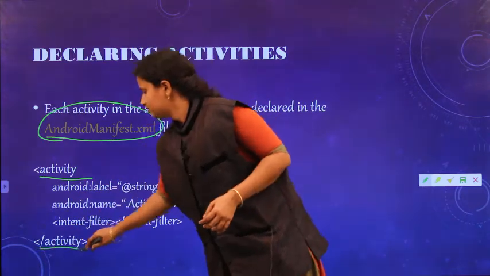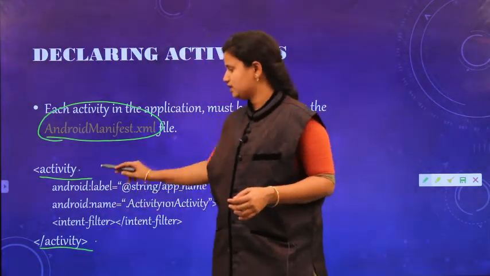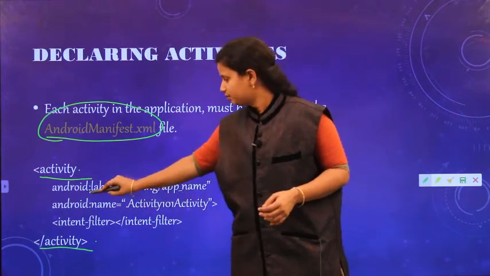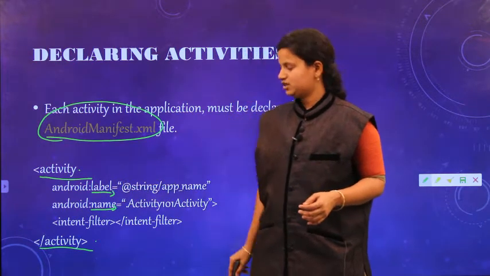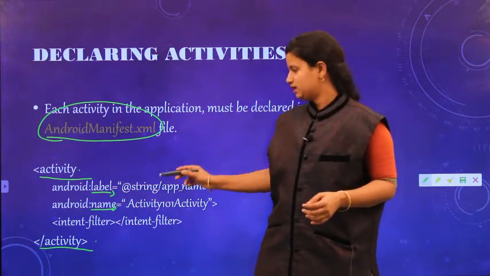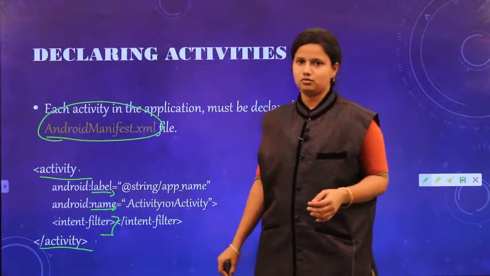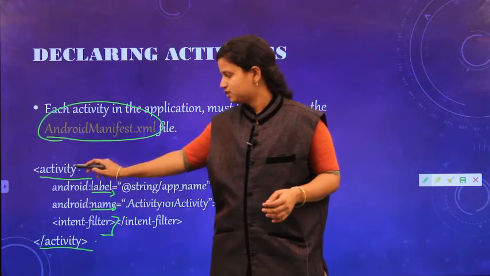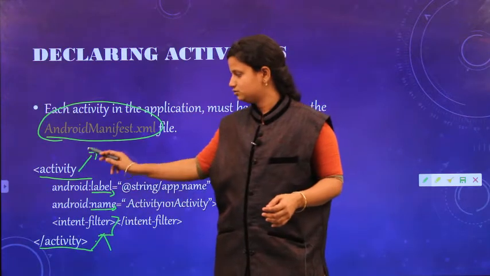First of all, we have to open the activity. Within the opening of these activities, we have to provide different properties. The first properties are label and name, the label and name of this activity. Within that, we have to mention the corresponding activities. In this, they are also using an intent filter.